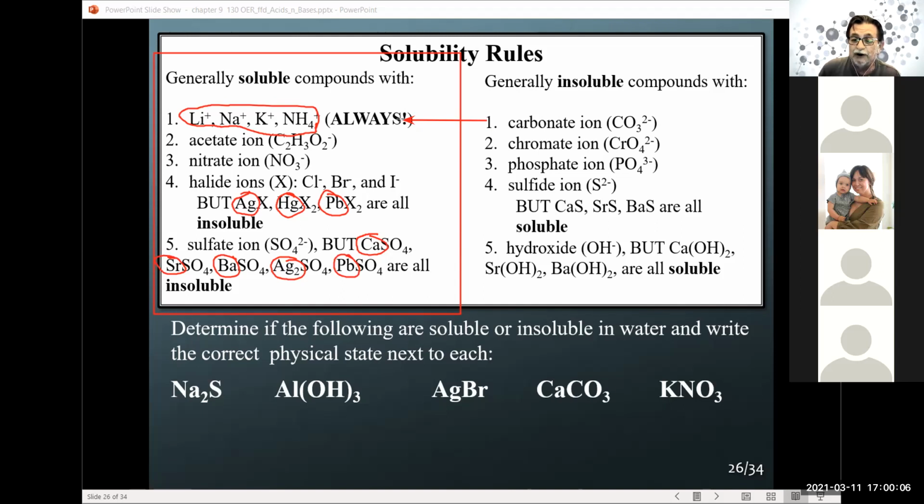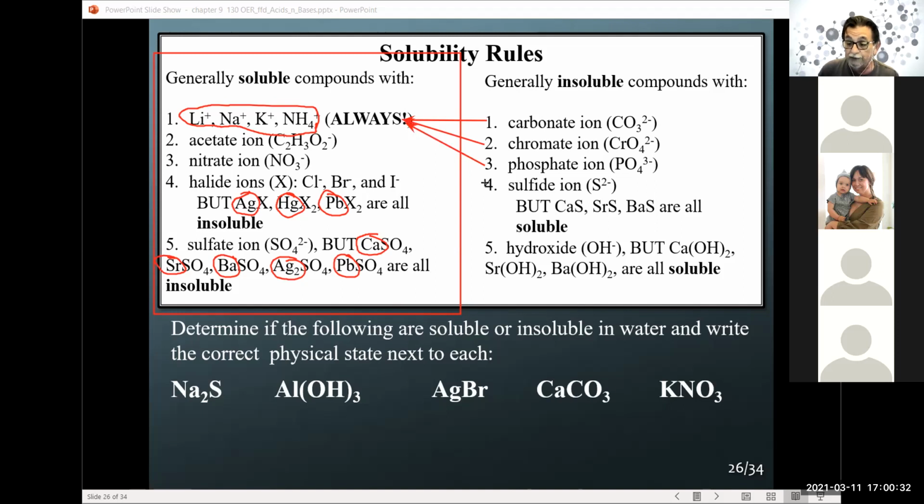So if I have lithium carbonate, sodium carbonate, potassium carbonate, or ammonium carbonate, those guys are soluble. If that carbonate hooks up with any other partner, it is insoluble. Same is true with chromate. Chromate, everything's insoluble except with the big 4. Phosphate, same thing. Everything is insoluble except with the big 4.